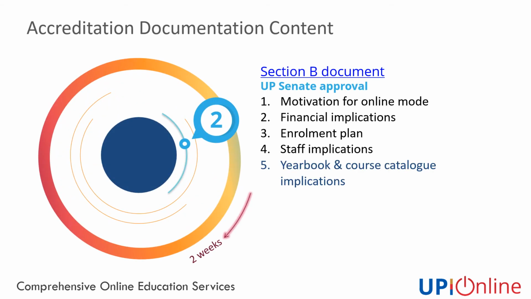Next, the Section B document, which is for internal approval at UP, requires a motivation for online mode, financial implications for the faculty and department, an enrollment plan, staff implications, and yearbook and course catalogue information. The program coordinator is responsible for the completion of this document. Rest assured there is already a lot of content available in the template, which need only be contextualized for the particular program.